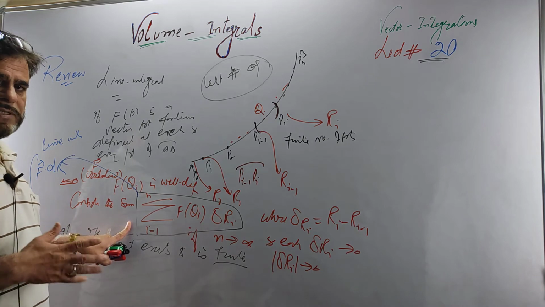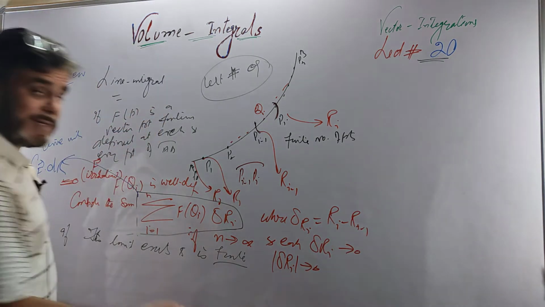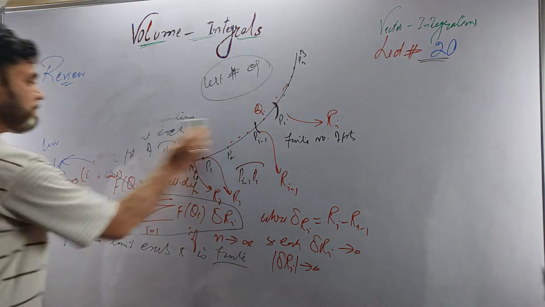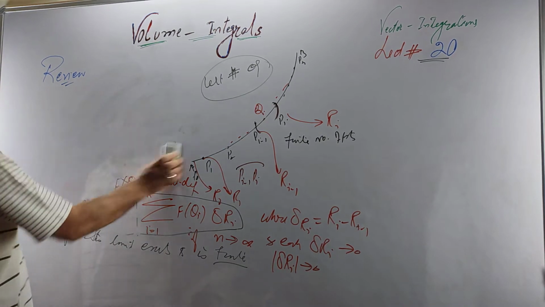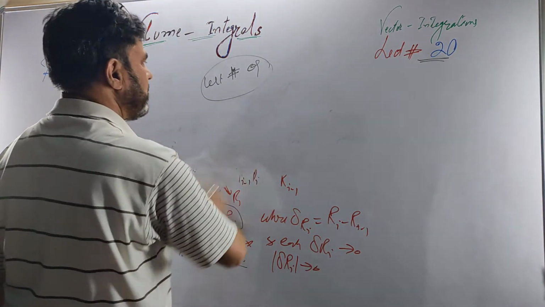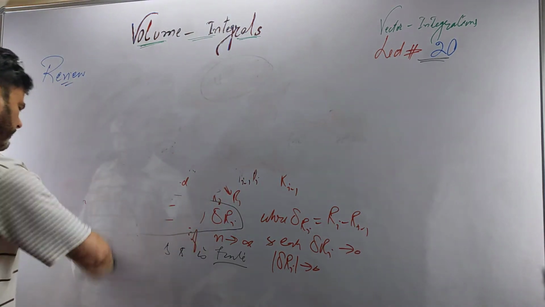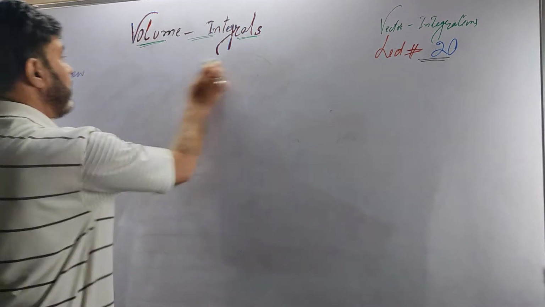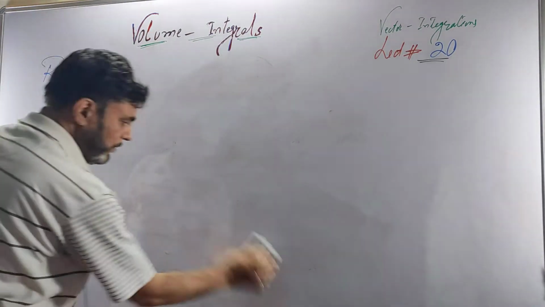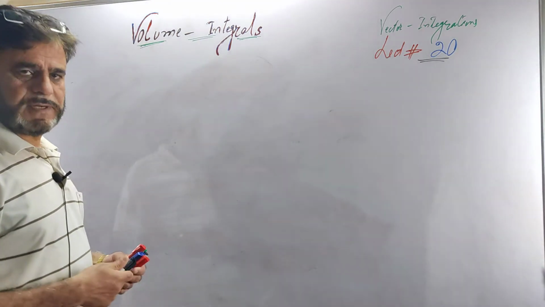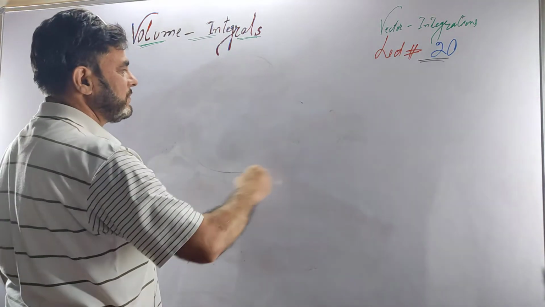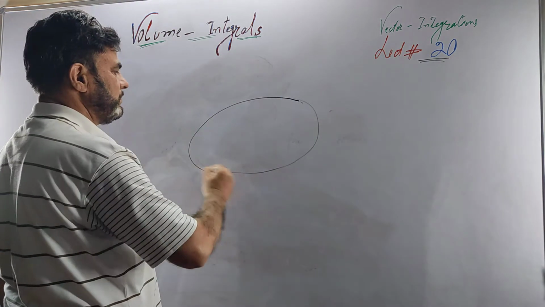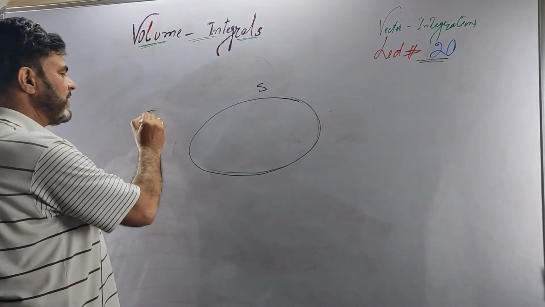Then we did many things on it. Now let us go to the surface integral. What did you do in the surface integral? I am just reviewing it for you. In the surface integral, if you remember, we took a surface S. This is surface S, a two-sided surface.